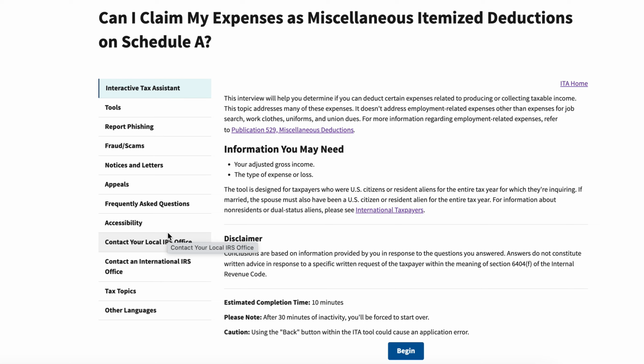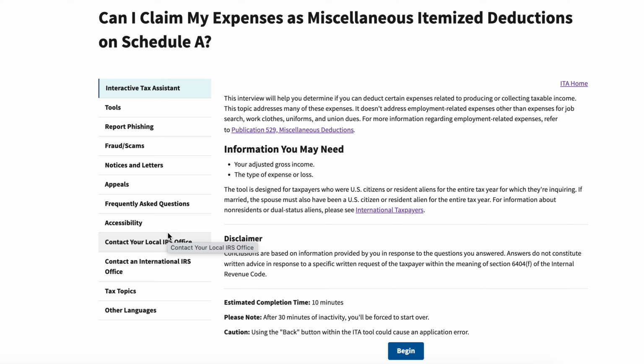We'll be going over the interactive tax assistant tool that helps taxpayers determine whether or not they can claim certain expenses as miscellaneous itemized deductions on Schedule A of their income tax return. As you may be aware, every taxpayer is able to select either the standard deduction, which is prescribed by the IRS each year, or itemized deductions, whichever is greater usually, but the taxpayer can always choose one or the other.